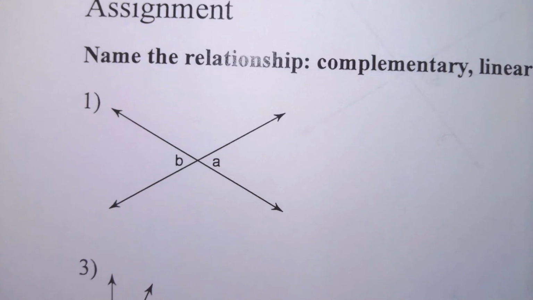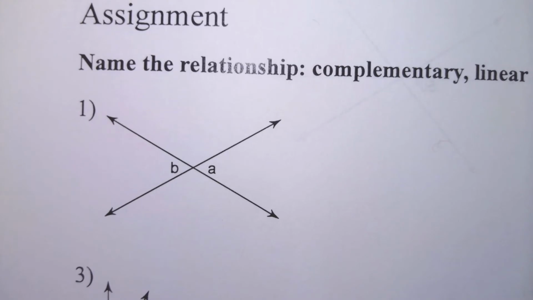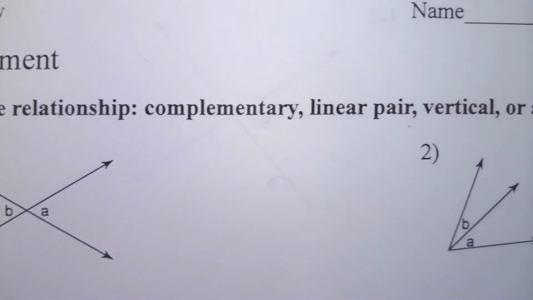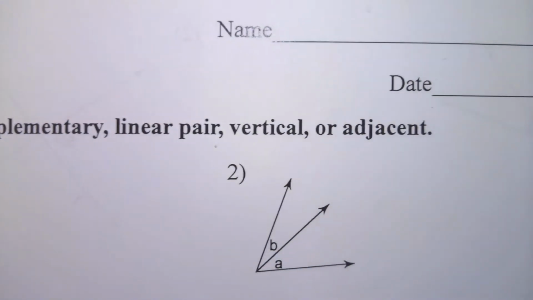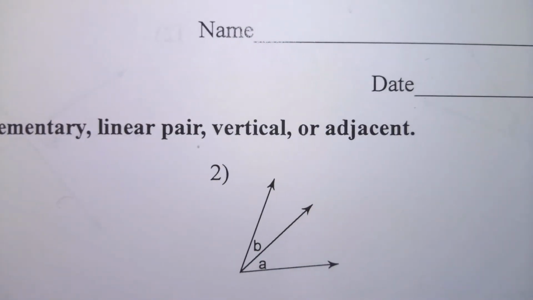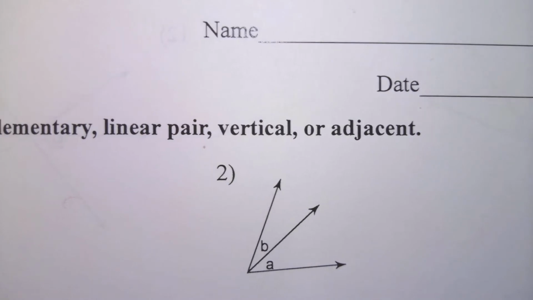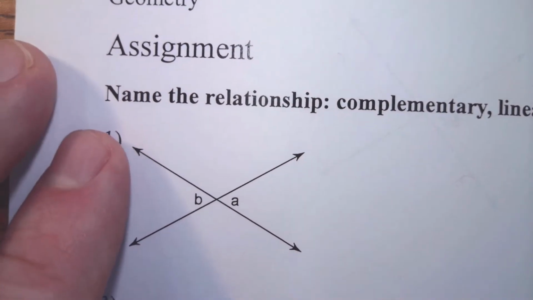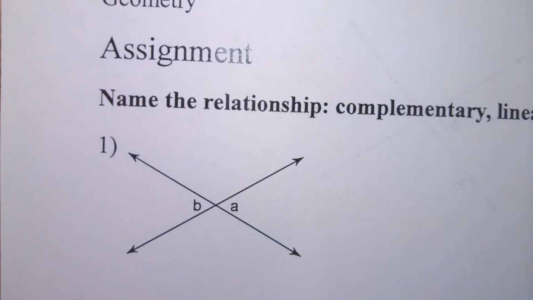So the directions are going to say for the first part of your worksheet is name the relationship. You have multiple choice. It's complementary, linear pair, vertical, or adjacent. Those were words we wrote down yesterday, correct? Yes. Okay, so let's look at this, and I want you to write on your piece of paper what you think it is. And it's only one of those four.